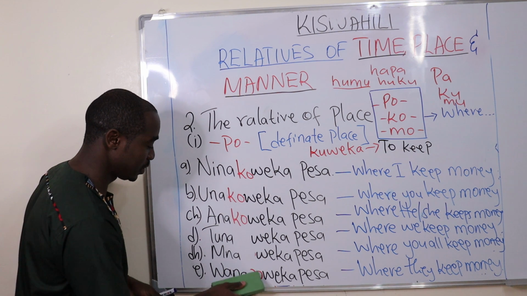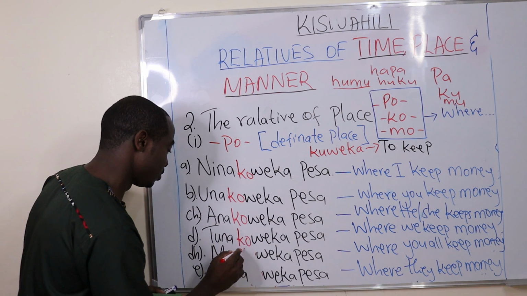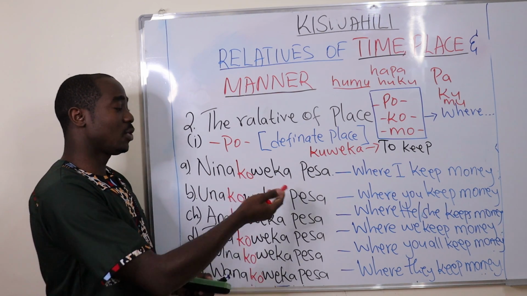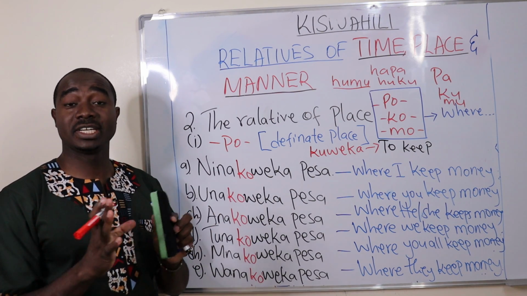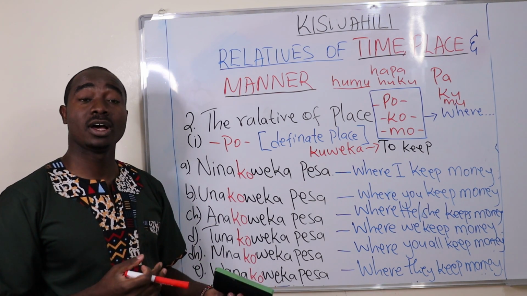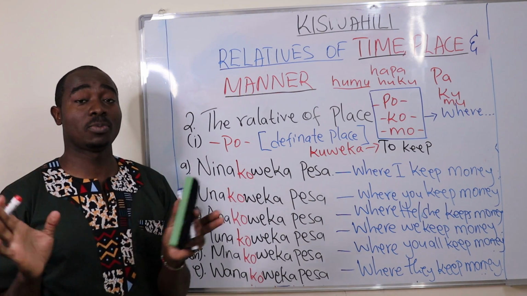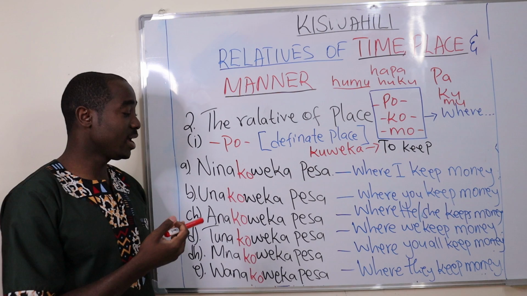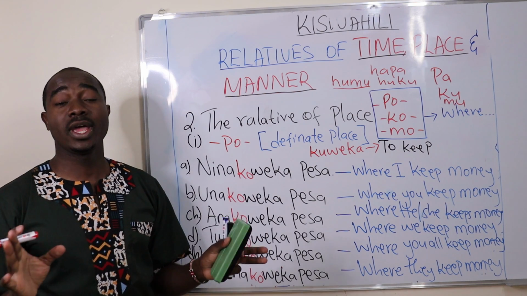But we'll find another example to use with this one, okay? Nilikoenda pesa, the place that I keep money, where I keep money. So this is a very, very general place, okay? Unapoweka pesa, where you keep money, but this is not a very specific point or specific place. It's a general place, okay? Then anapoweka pesa, where he keeps money. Not a specific place, a very indefinite place.